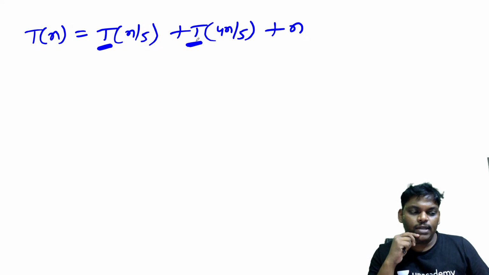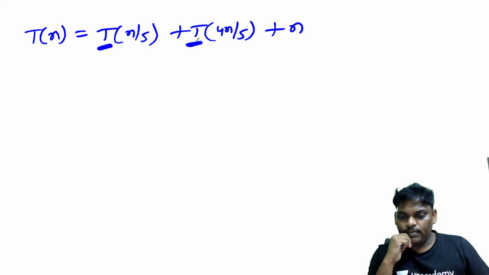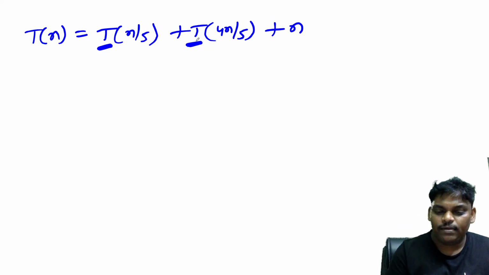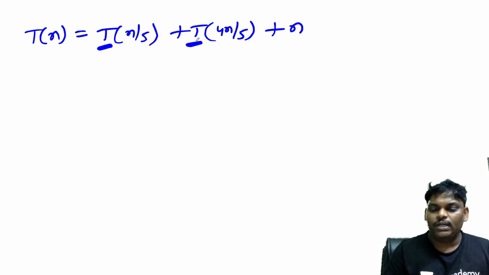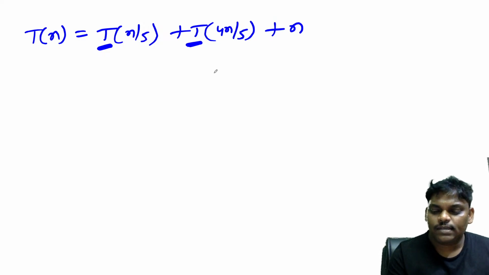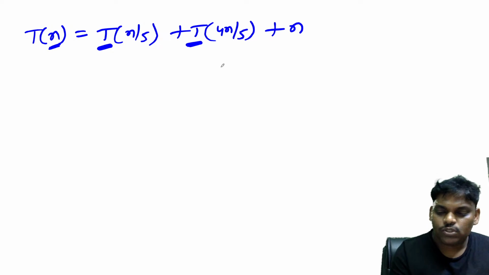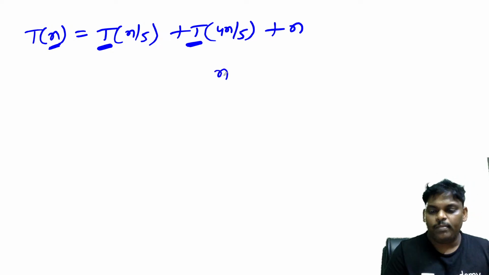This recurrence relation contains more than one recursive call, so we have to go to the recursion tree method. I will explain how to do that. Carefully, everyone listen. See n.